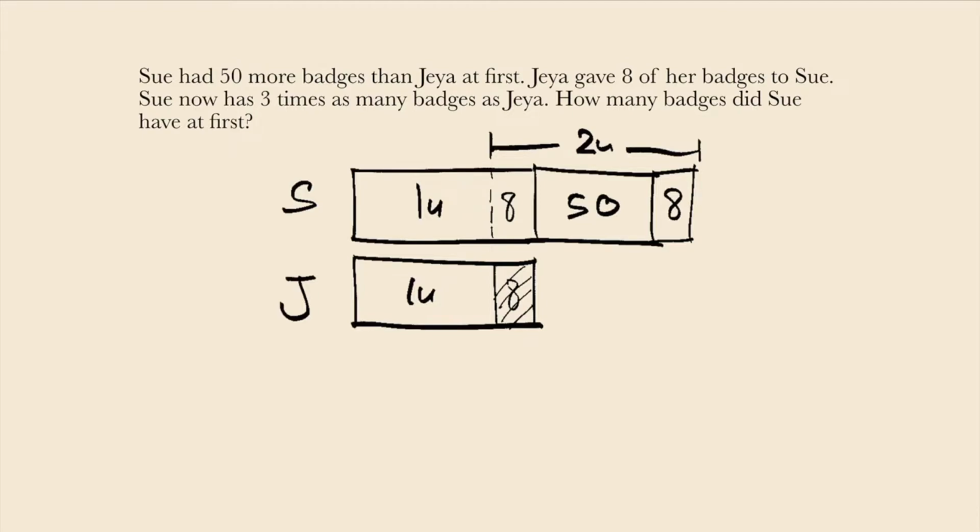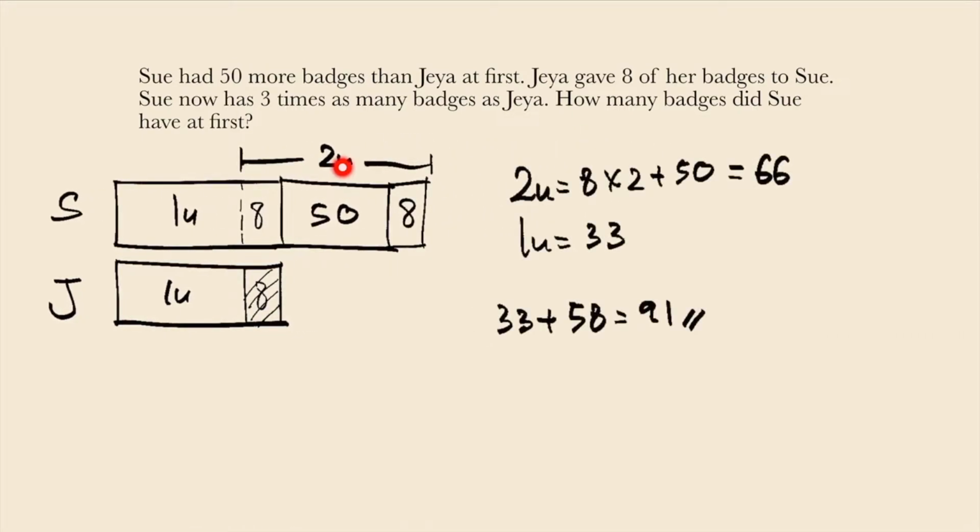Now, how many badges did Sue have at first? We know here that the 2 units represent 2 8s and a 50, that means 66. 1 unit is therefore 33. Now, Sue at first, remember this 8 was not there at first. It's actually 1U plus 8 plus 50 that we are interested in. So that's basically 1U plus 58. So 1U is 33, add that 58, and we have 91 as the answer.